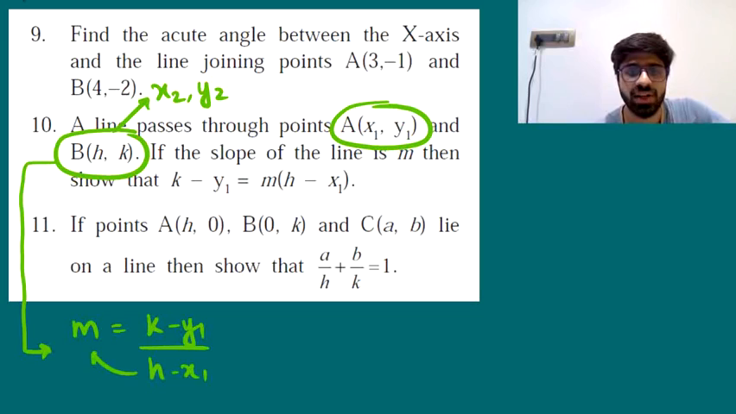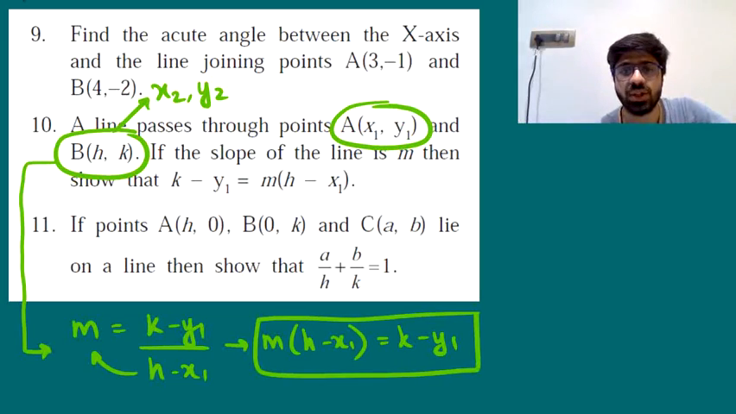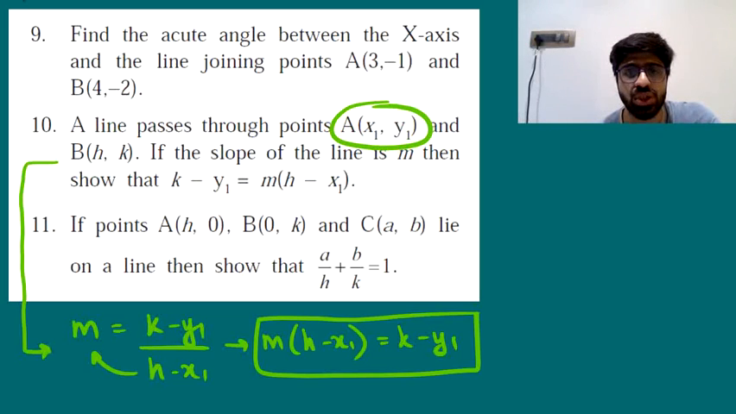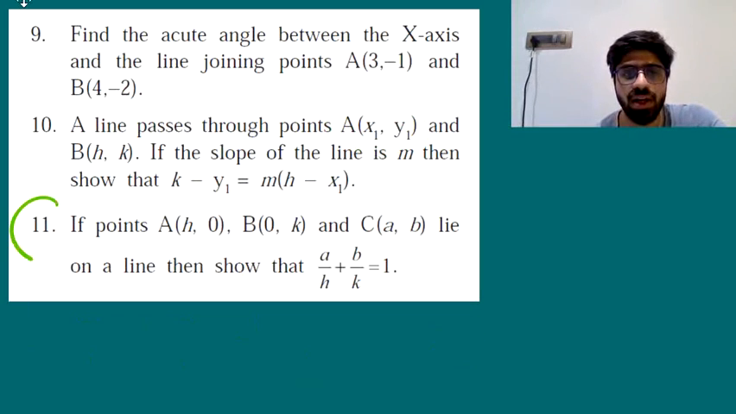You can take that h minus x1 on the left and that will give you m into (h minus x1), and that should be equal to k minus y1. And this is what precisely they had told us to prove in the 10th question. And that's how we are answering our 10th question. Let's go ahead with one last question in this video.